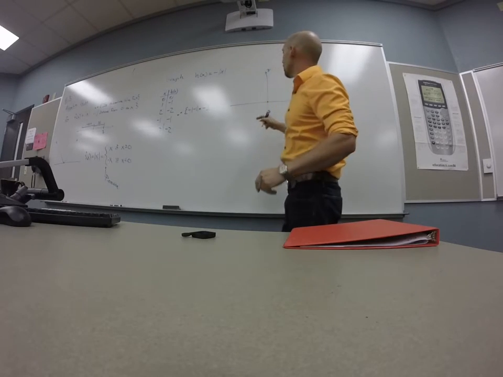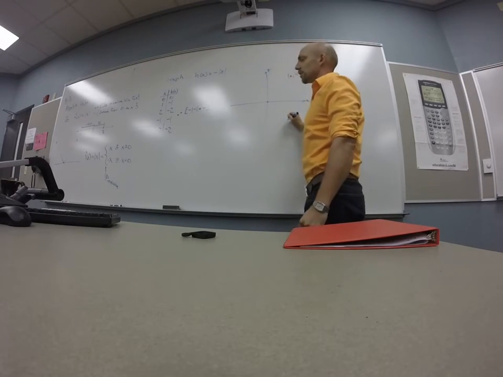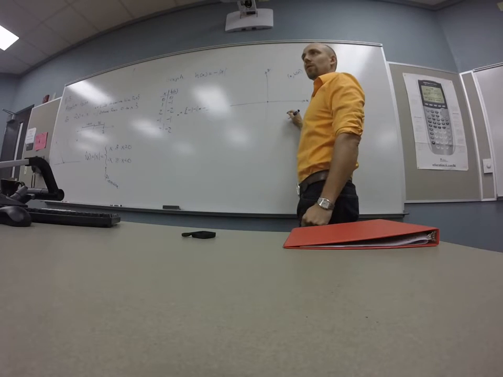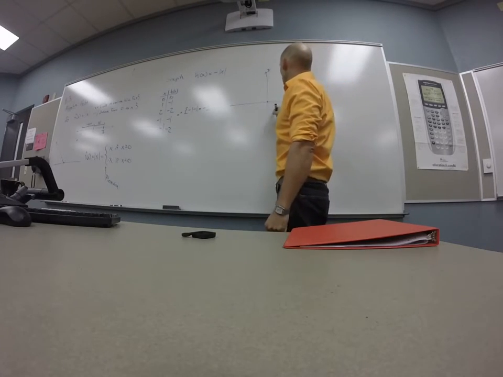Yeah. All right. So we've got 0, 0. What's our next point on the graph? So over 1, down 1.